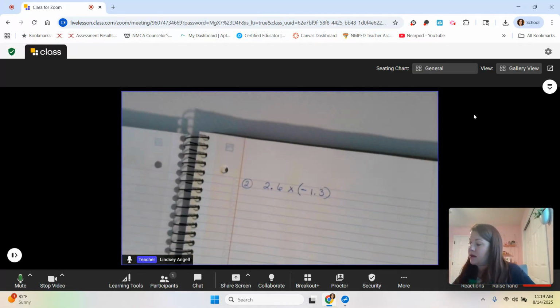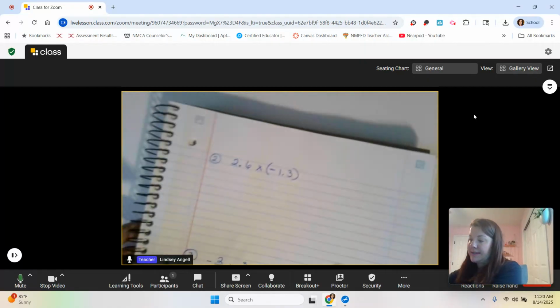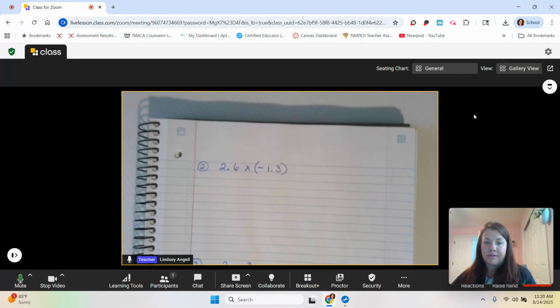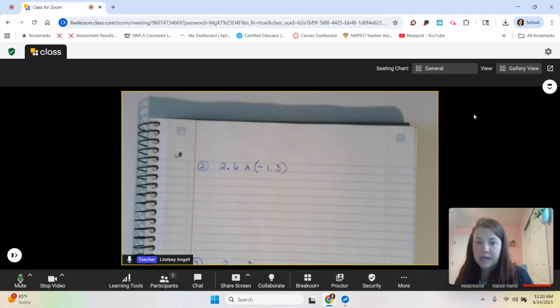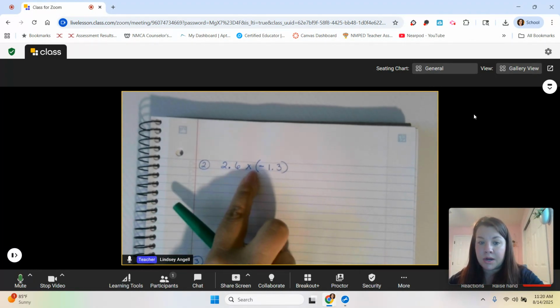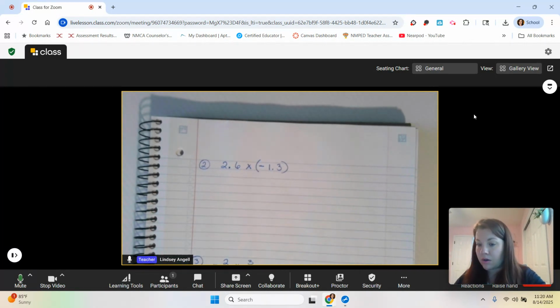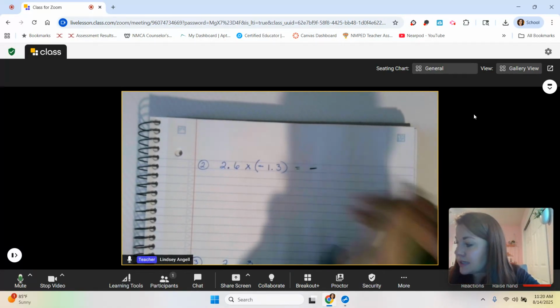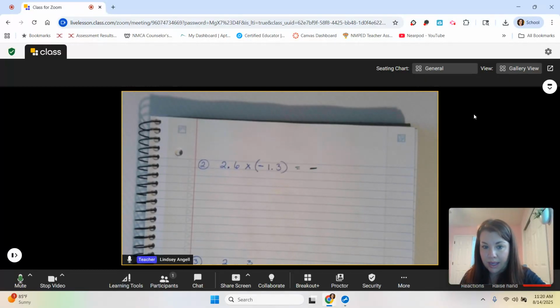All right, moving on. Number 2. Ooh, a decimal one. For this one, we've got 2.6 times negative 1 1/3. So there's a lot of things happening here. One, we're multiplying with decimals, so we have to remember all of those rules that we do with multiplying decimals. But I also have different signs. I have a positive number times a negative number. So since my signs are different, I know my final answer is going to be a negative number.